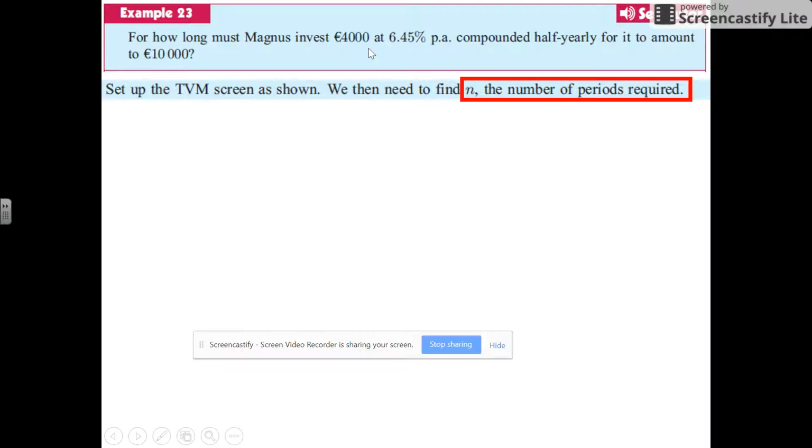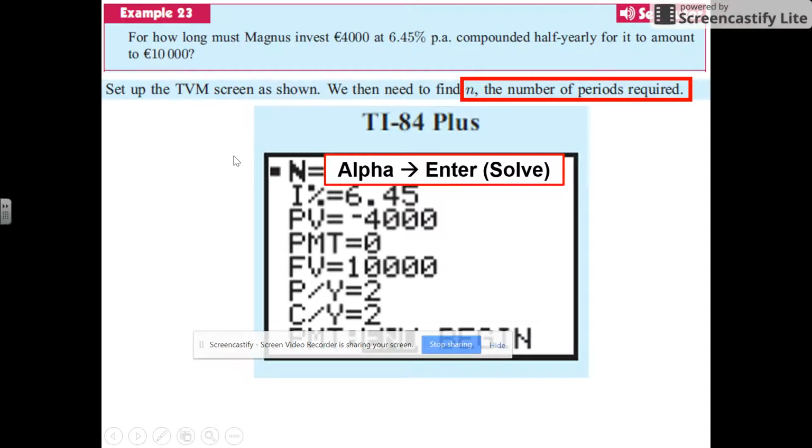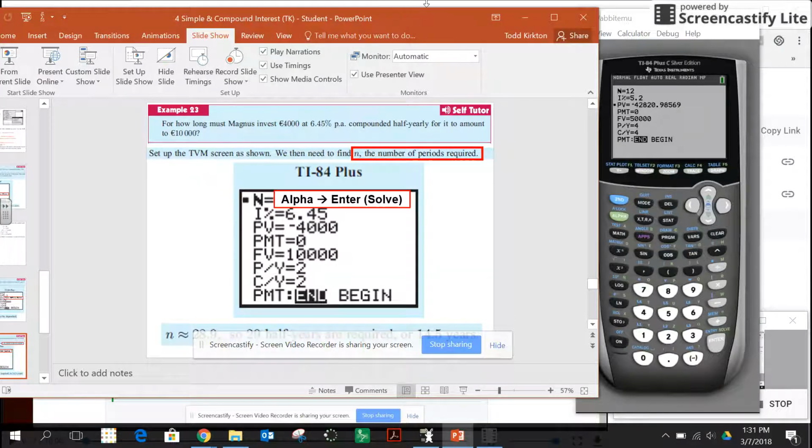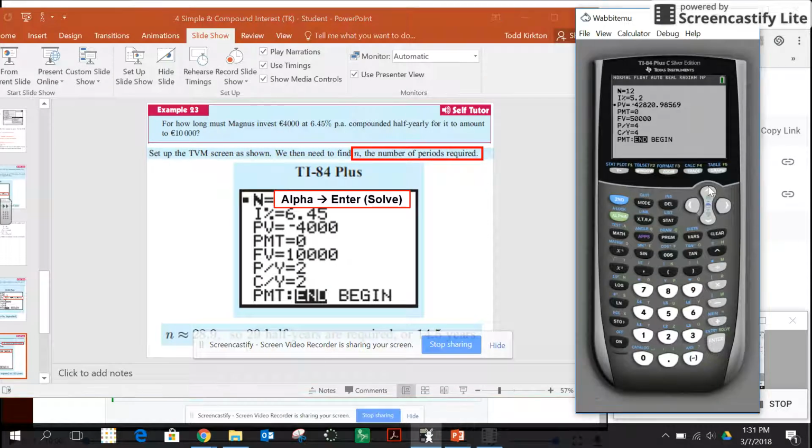Okay. How much must Crow Magnuson invest? How long must he invest it? So we're going to be finding the amount of time. There's twice a year compounding. We want to end up with $10,000. So we're going to find out the number of periods required. So in this case, we've got to change a few things on our calculator.